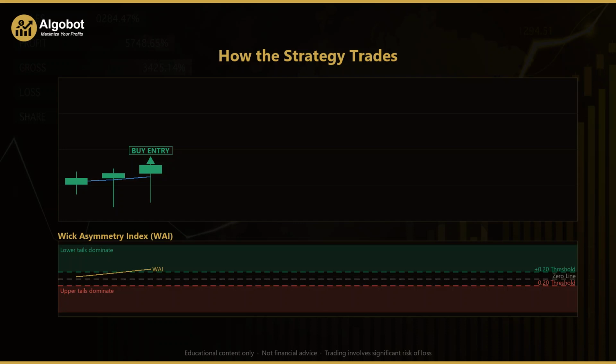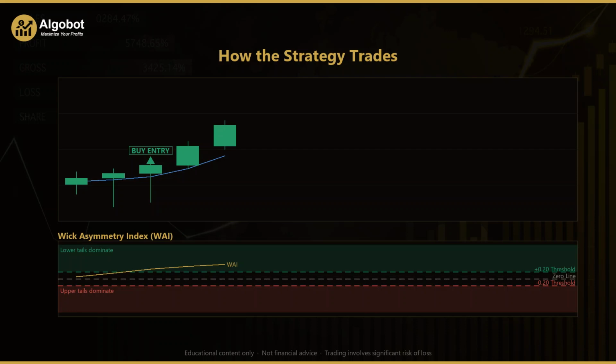Price is grinding gently higher, and the baseline beneath it is sloping upward, so the trend gate is already leaning bullish. Look closely at these early candles and notice their long lower wicks. Each time price probes down, buyers step in and lift it back, leaving a tail hanging below the body. In the panel below, the Wick Asymmetry Index is climbing as those lower tails accumulate. On the third candle, the index pushes up and crosses cleanly above the positive threshold. This is the fresh cross the strategy has been waiting for.